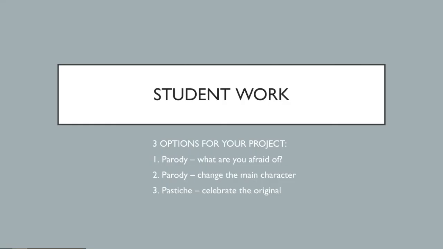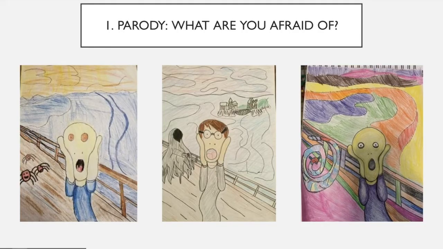So for your project, you have 3 options. The first one is a parody, where you would draw a version of the person who's afraid, and you would show what they are afraid of. The second version is where you're going to change that main character up front with the hands up, with the rest of the painting similar to the one that we looked at earlier. And the third one is going to be pastiche, where it's going to be pretty similar to what we have seen from Edvard Munch, and it's going to honor the original.